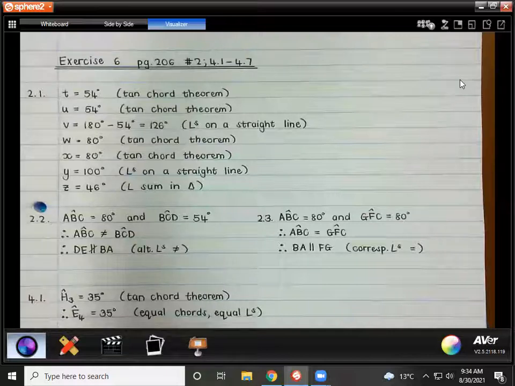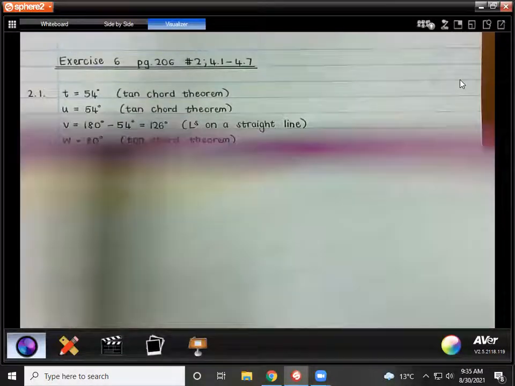For number two, you had two circles, and the line that they gave you, DE, was actually tangent to both circles. So you could use tan chord theorem in both of them. I just want to show you quickly.